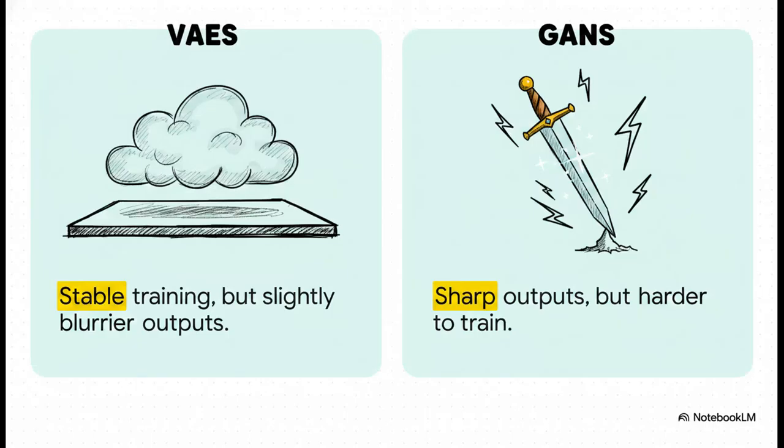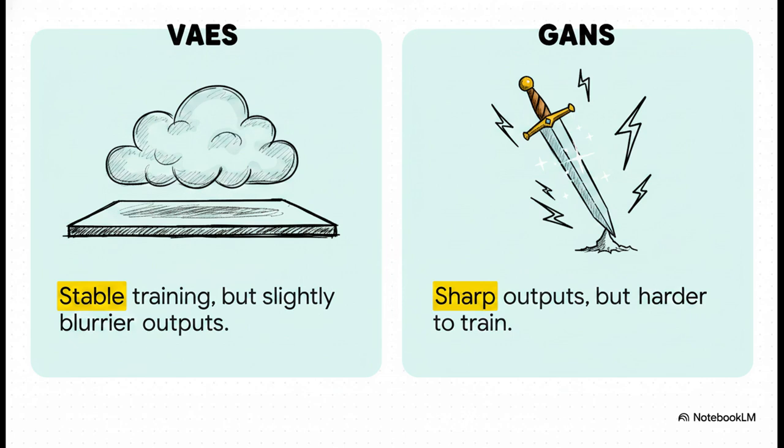Now, you might be asking, how do VAEs compare to the other massive player in this space, GANs? Well, it's a classic engineering trade-off. VAEs provide incredibly stable training and an explicit probabilistic foundation, but their outputs do tend to be slightly blurrier because they average things out to minimize error.